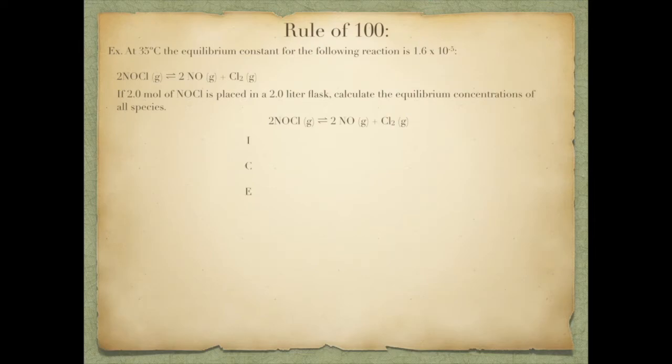And I know that my initial concentration of NOCl is going to be 1 molar, and then the 2 other concentrations of products are going to be 0, because I don't start off with any of them. So that tells me that I'm going to lose NOCl in order to create NO and Cl2. So I'm going to subtract 2x because there's a coefficient in front of NOCl. And then I'm going to add 2x and add x. And so what I end up getting for my equilibrium concentrations are 1 minus 2x, 2x, and x.